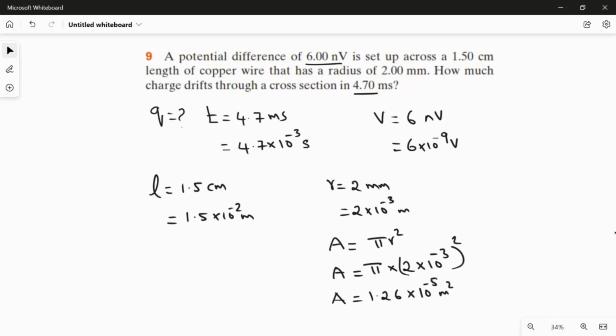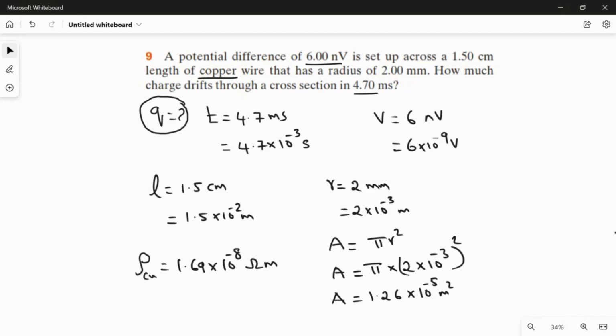The material of the wire is mentioned as copper, so we need the resistivity of copper. The resistivity of the copper wire takes the value of 1.69, which is a constant, 1.69 multiply 10 power minus 8 ohm meter, because we need this value for calculating the charge. Okay, now I'm going to solve the question. We are going to find the value of the charge.